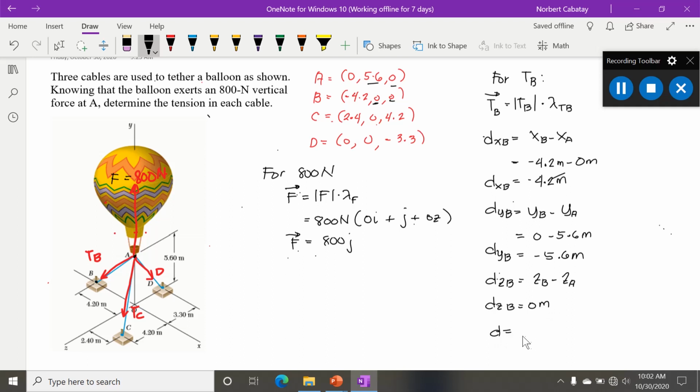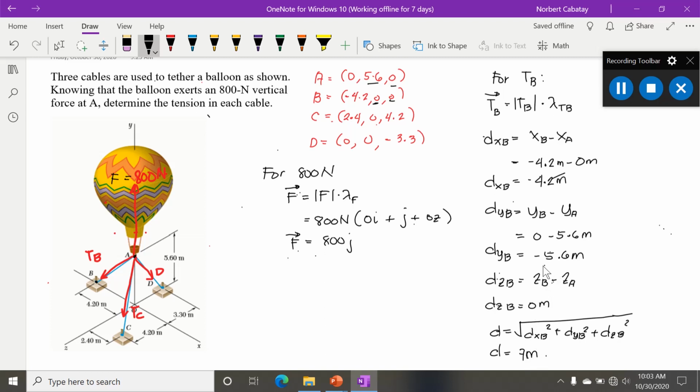Therefore, the distance D is equal to the square root of D sub xB squared plus D sub yB squared plus D sub zB squared. So, you have here D is equal to, square root nyo lang po yun. So, you have here, huwag nyo natin pakita. You have 7 meters na po sa distance.